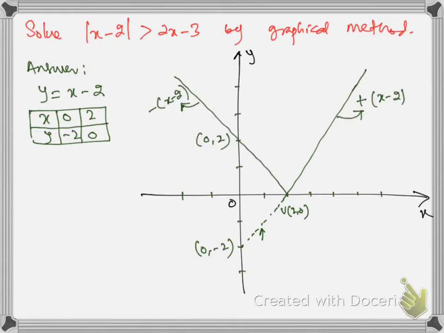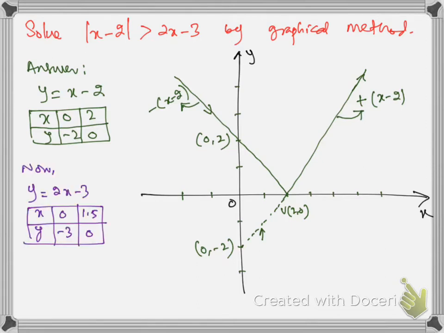We have two parts. This is the positive part because this line has positive gradient, and this is the negative part because this line has negative gradient. Now we have to sketch the second graph, which is y is equal to 2x minus 3. I'm using purple color. The first point is (0, minus 3), which is here. And the second point is (1.5, 0), which should be here. Now I have to sketch this line. This is the sketch of y is equal to 2x minus 3.